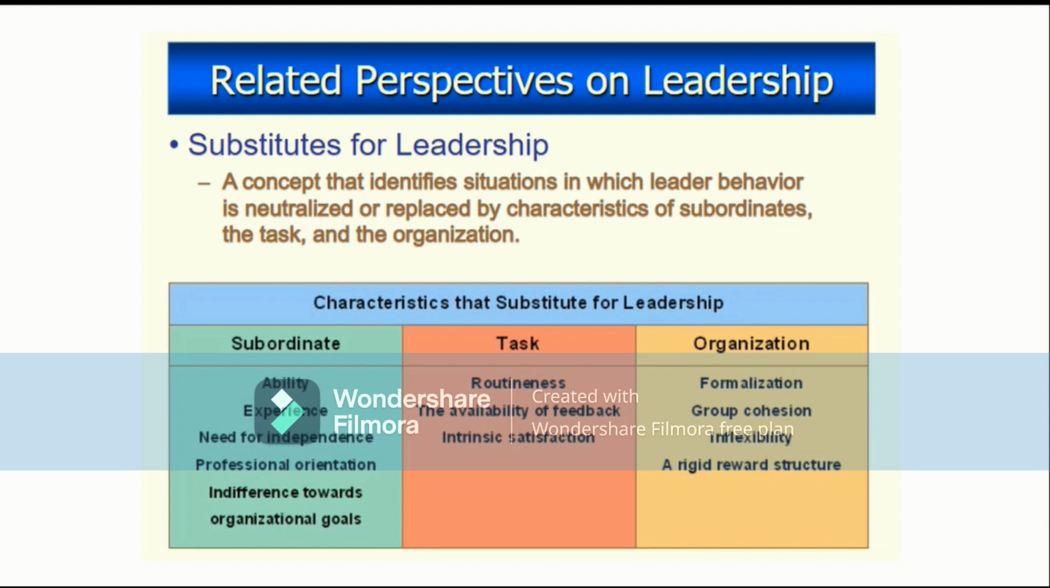Next is a related perspective on leadership. This is also similar to the previous concept, the leader-member exchange approach, where you can view the characteristics that substitute for leadership. For subordinates: their ability, their experience, their need for independence, professional orientation, and indifference toward organizational goals. For tasks: routine tasks, the availability of feedback, and intrinsic satisfaction. And in the organization: group cohesion, inflexibility, and rigid reward structure.